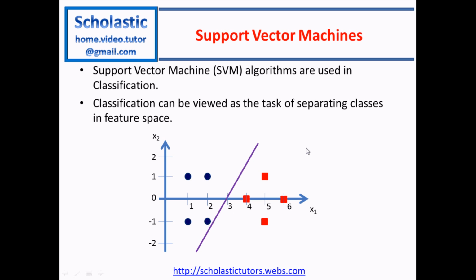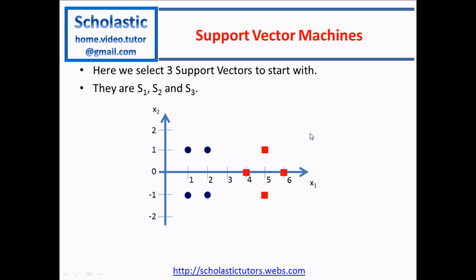We might think that this can be one of the possible boundaries, but you might argue it is not the best. You might think this may be the best, or this one. What support vector machines do is define an optimum boundary to classify these two classes. What we are going to learn here is how to get this optimum boundary.